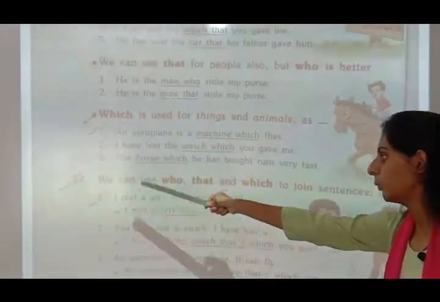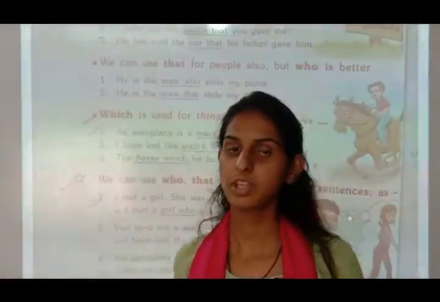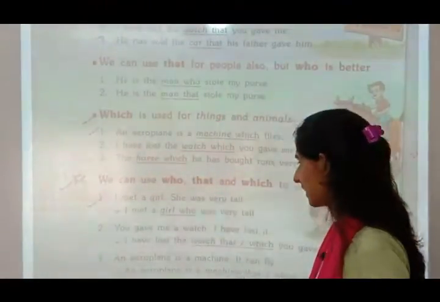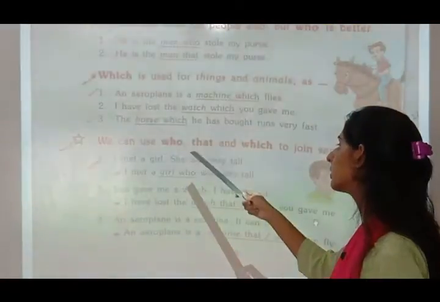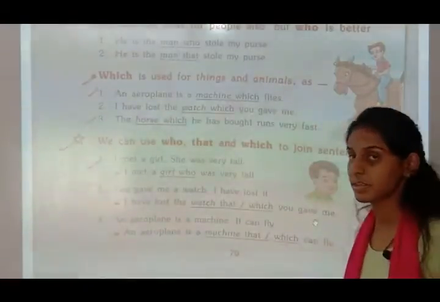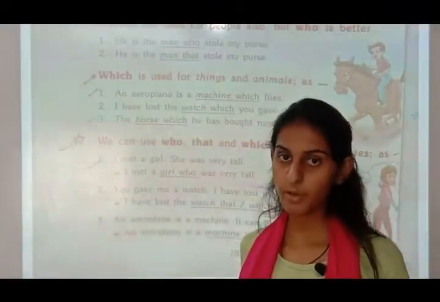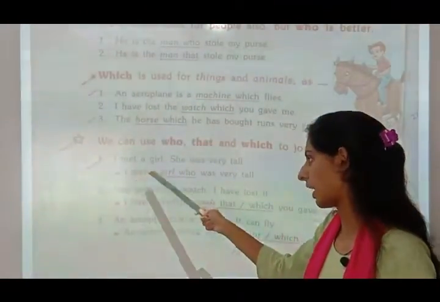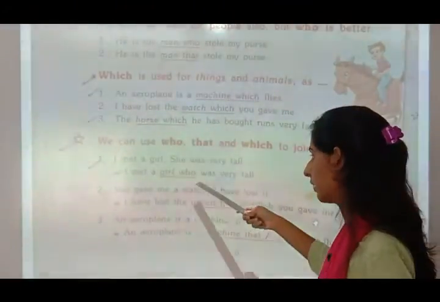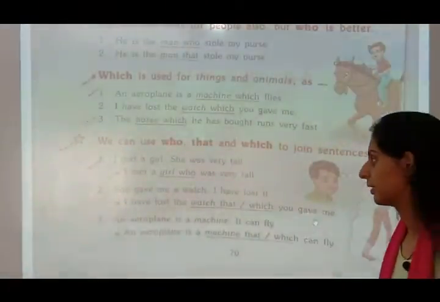Now here you can see we can use who, that and which to join sentences. We all know that we use who, which, that, but, because, all these words to join two sentences. So here we will read about who, that and which. I met a girl. She was very tall. So now we have to join these two sentences. Here you can see girl means we are talking about a person. So what will we use? Who. So: I met a girl who was very tall. We will cut this she, we will not use this she, and who was very tall. You gave me a watch. I have lost it.